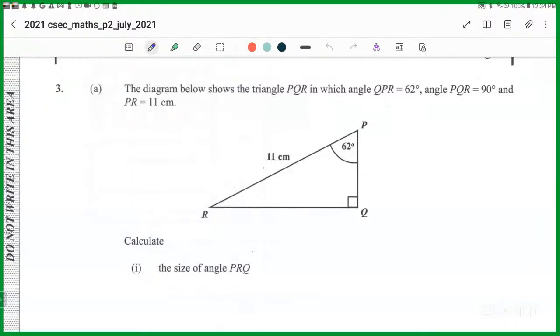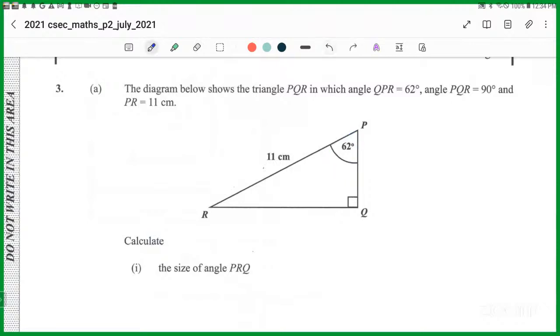All right, this one says, the diagram below shows a triangle PQR with angle QPR 60 degrees. So they're giving us this angle here, 60 degrees. Remember that these 2 angles must always add up to 90. So this one down here will be 90 degrees minus 62 degrees. Right? So just remember that. But anyway, we can work with this one up here still.